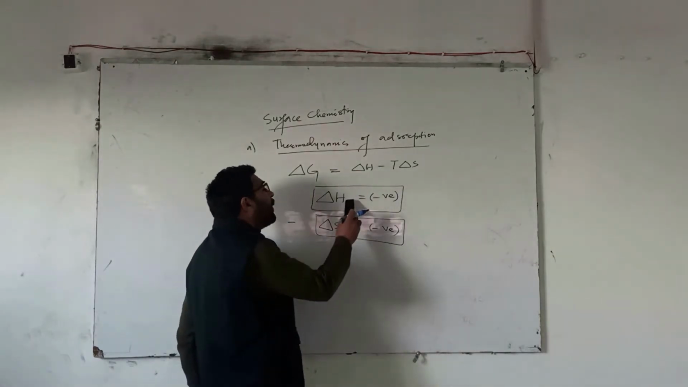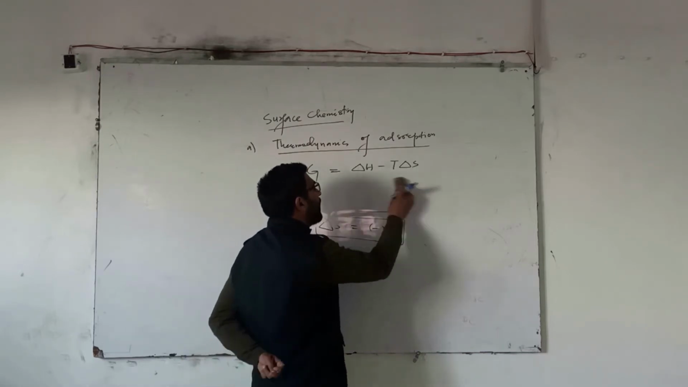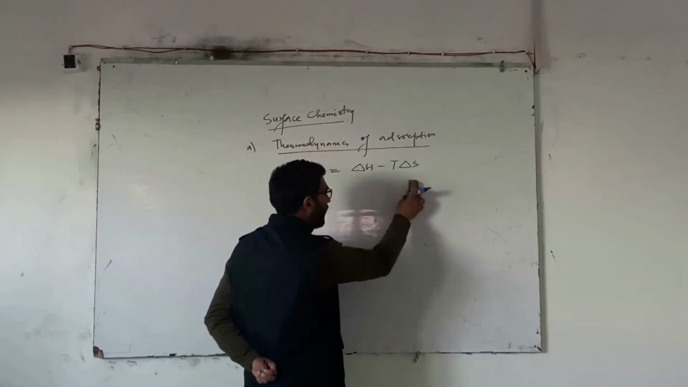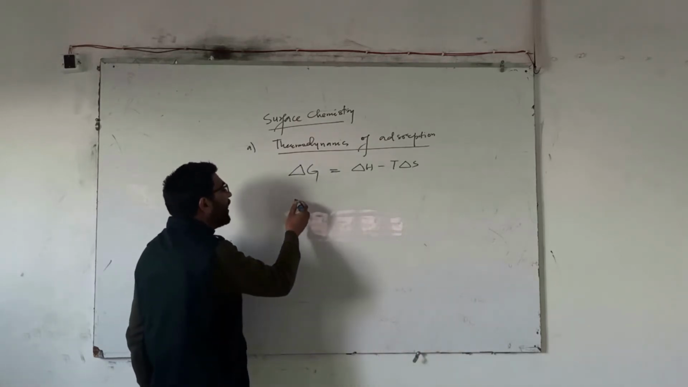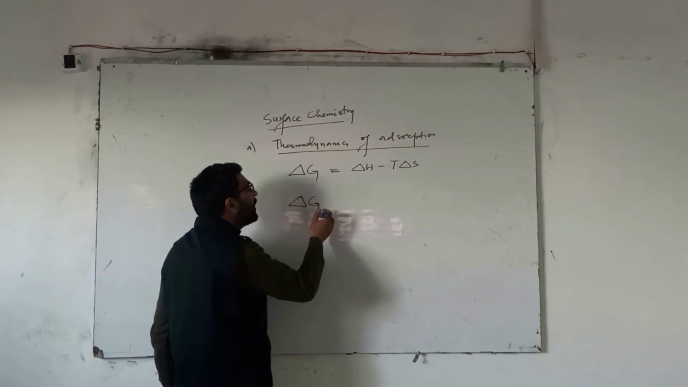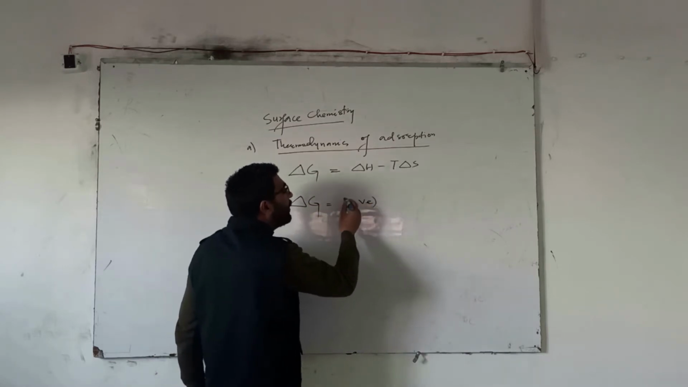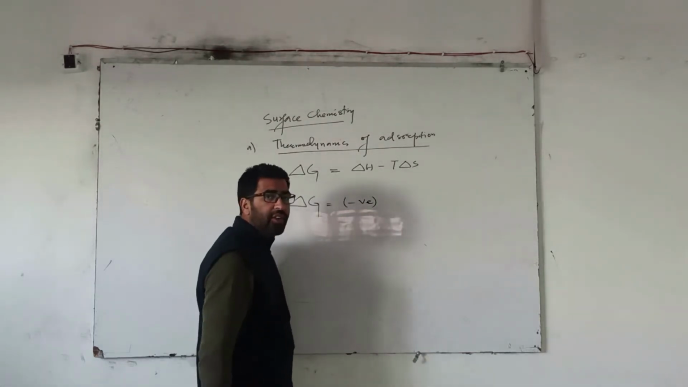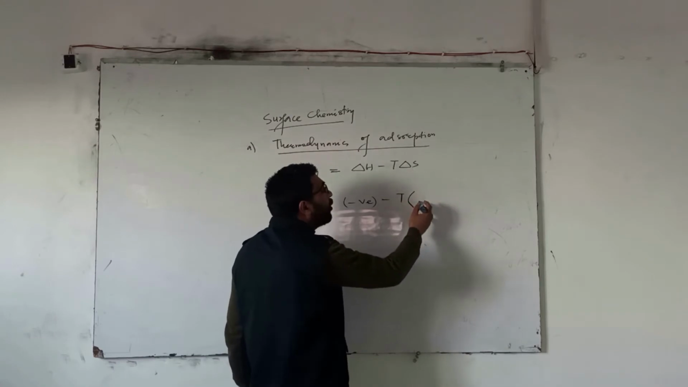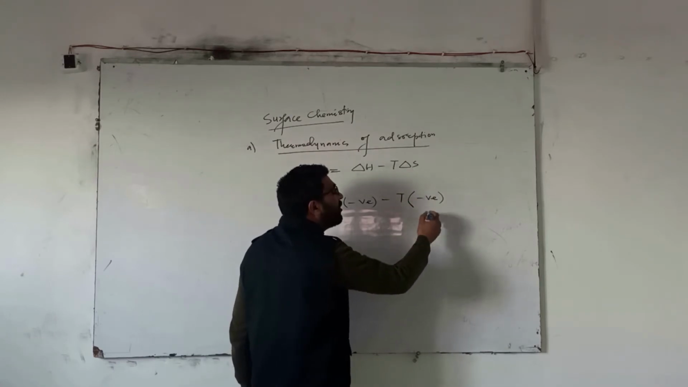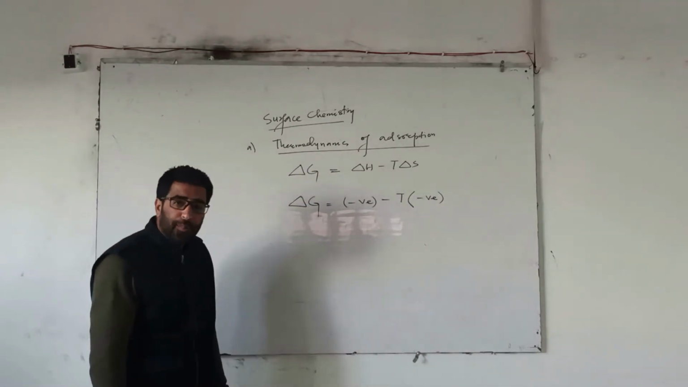So these values we will put in the Gibbs-Helmholtz equation. Let me put these values in the Gibbs-Helmholtz equation. So we can write here delta G is equal to, in place of delta H, you know delta H comes out to be negative because energy is released. It's minus T, delta S comes out to be negative because there is decrease in entropy because of decrease in the number of complexions.